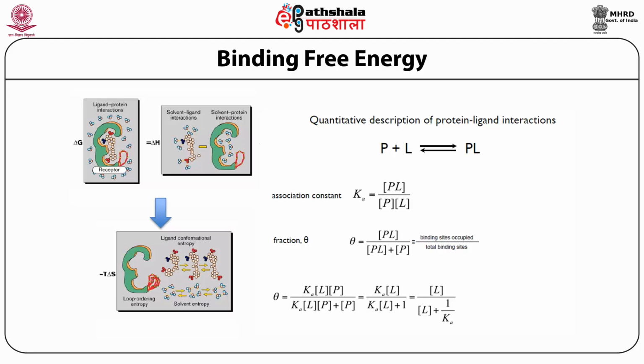The fraction of the ligand bound and unbound can be explained in terms of theta, which equals PL divided by PL plus P, meaning the binding sites occupied divided by the total binding sites. After rearranging this equation, you get theta as the ligand concentration divided by the ligand concentration plus 1 by Ka.